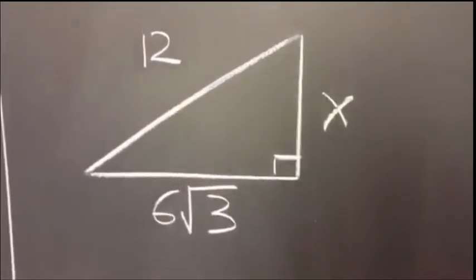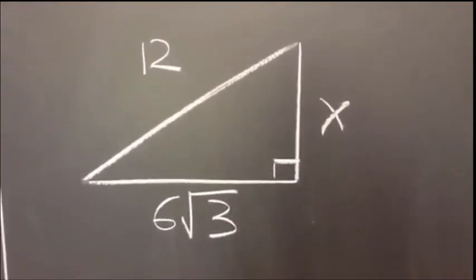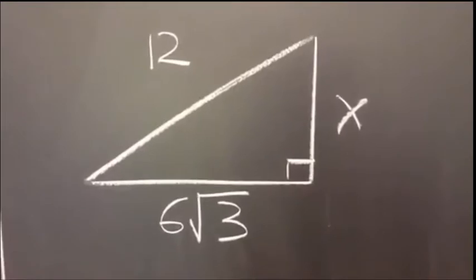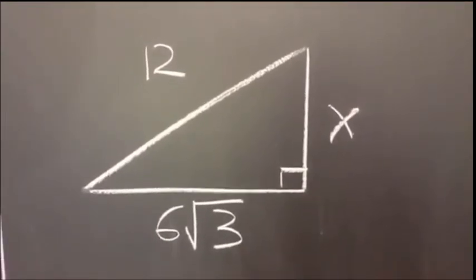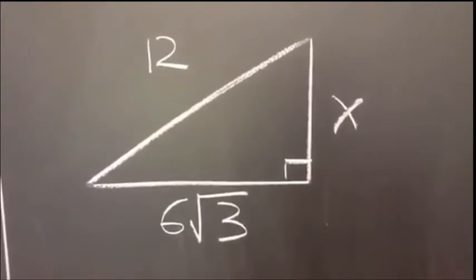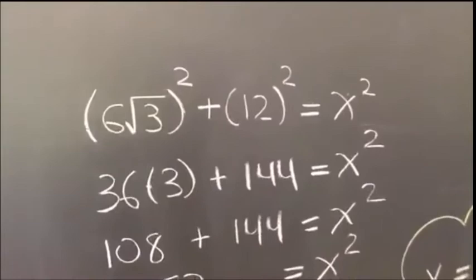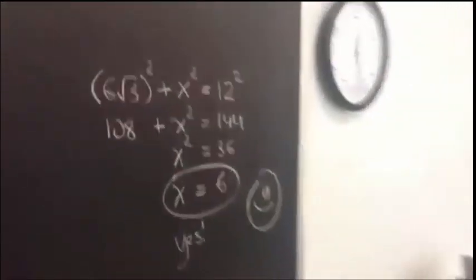What went wrong? Where did David go wrong? Well, David rushed it, or he just didn't think. He didn't pay attention. Can you tell me what the hypotenuse is? It's 12. And so this is not the correct setup. What is the correct setup? It's this.